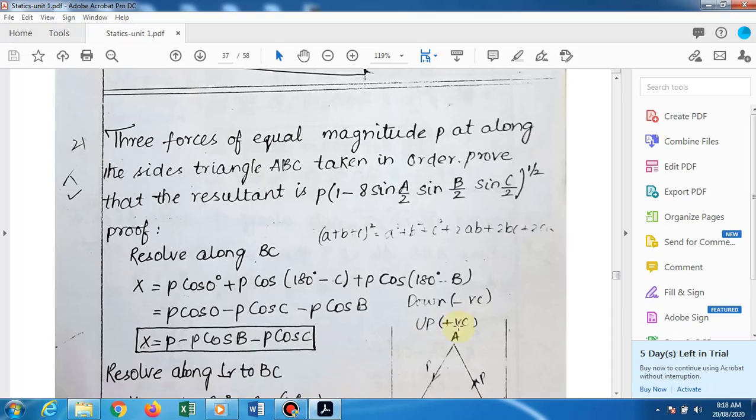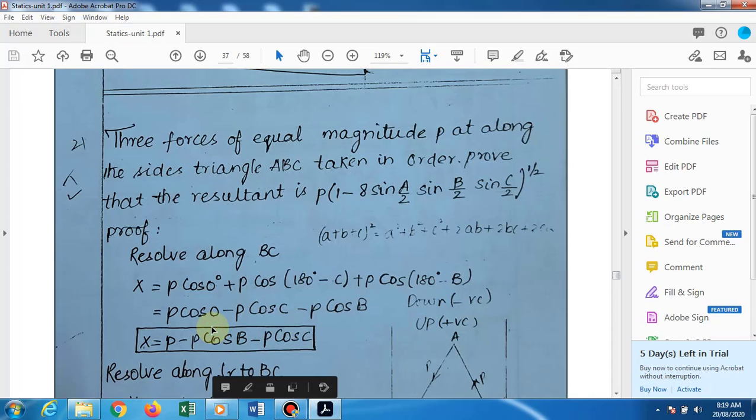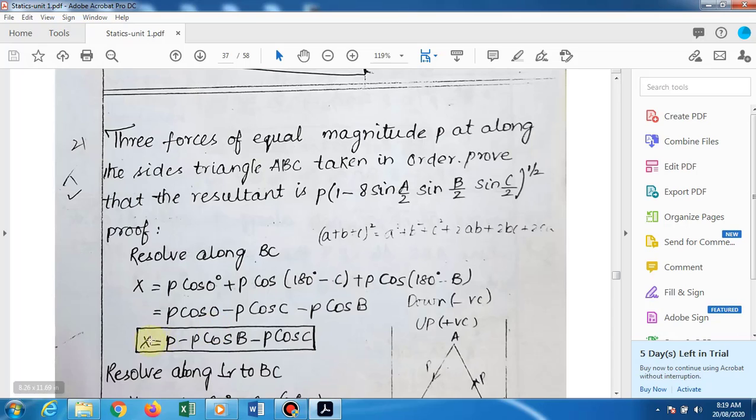Here take note: cos (180 minus B) is equal to minus cos B, and cos (180 minus C) is equal to minus cos C. This is one result. You take note and substitute here. So what will you get? Minus P cos C minus P cos B. Cos 0 value is 1, so you will get X equal to P minus P cos B minus P cos C.